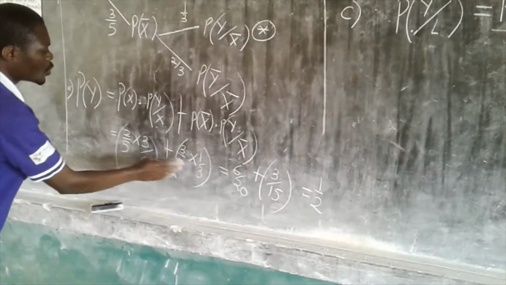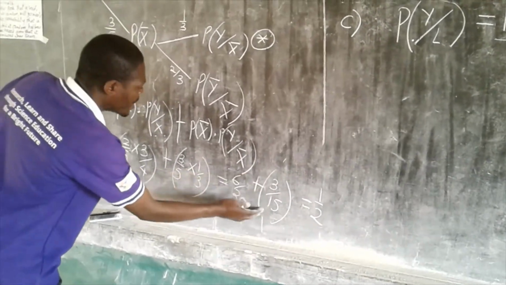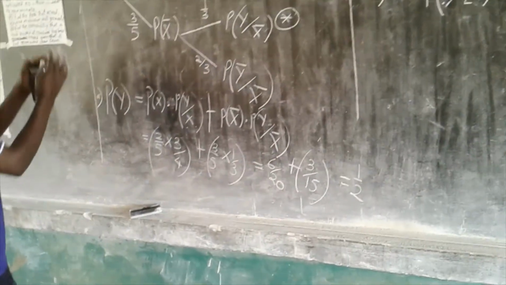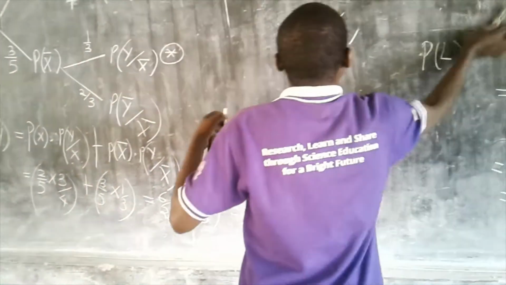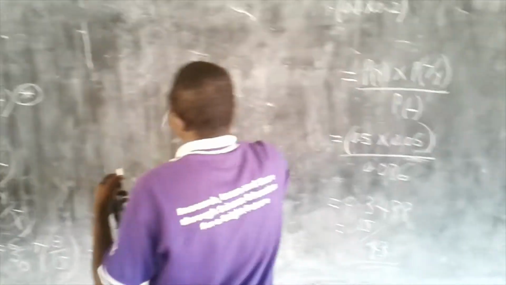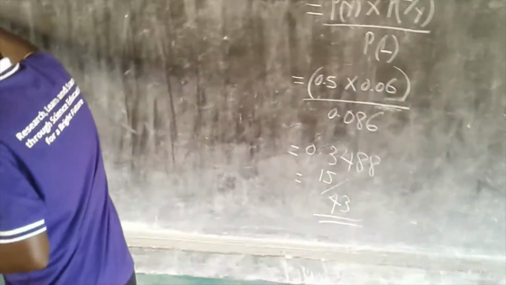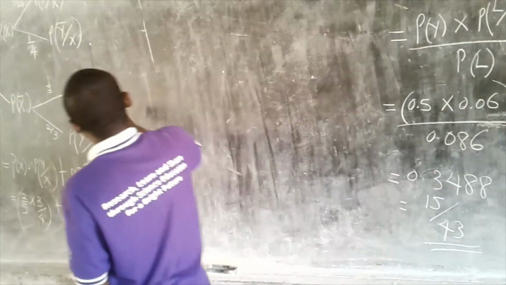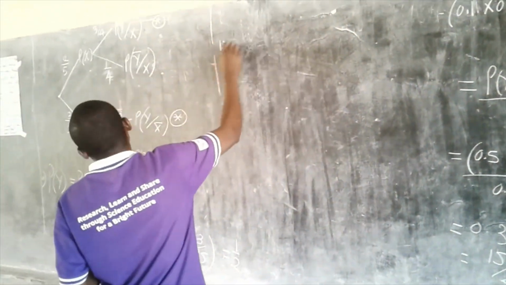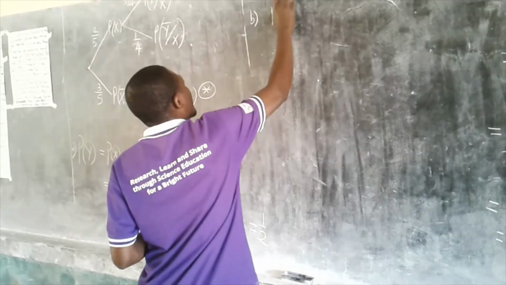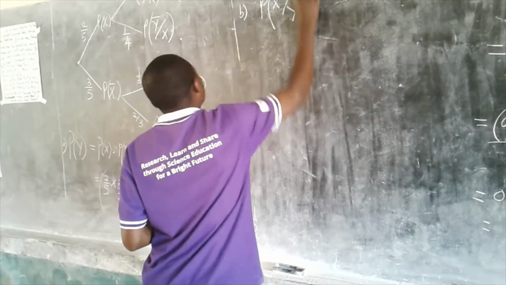It is better to reduce if you want, but you reduce after extracting them from the tree diagram. So that is how we can get probability of y, and on our tree you look at where the line of y lies, either here or here. Then part B, probability of x bar given y.